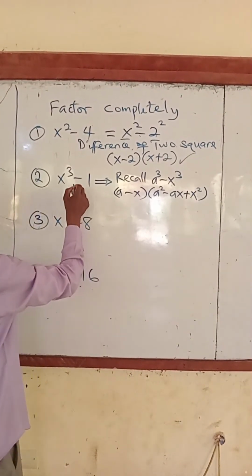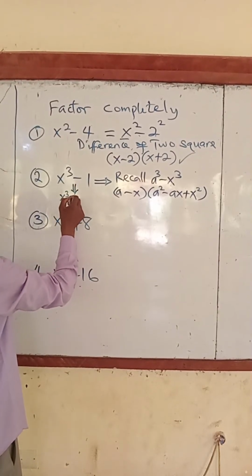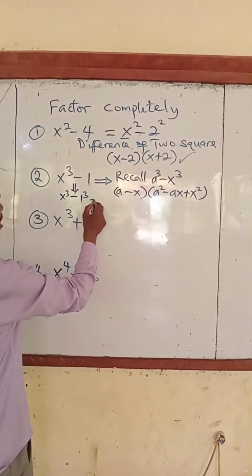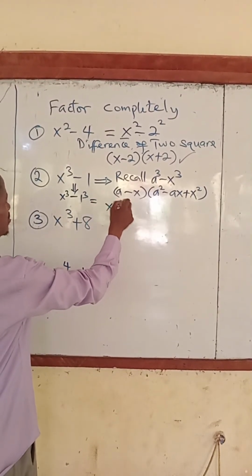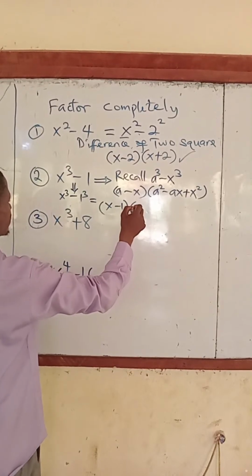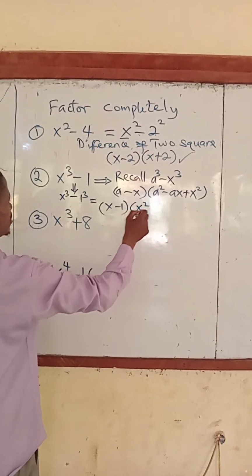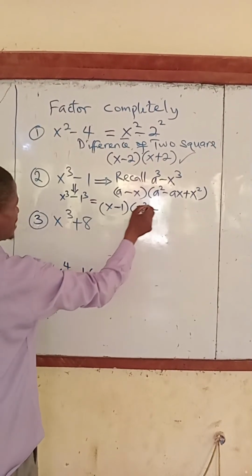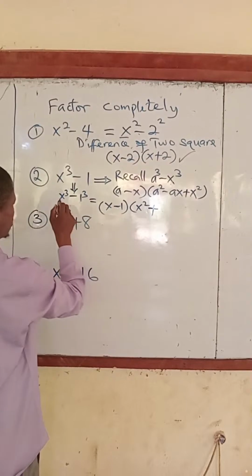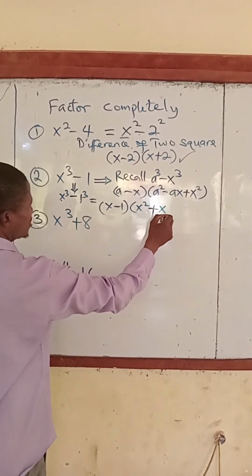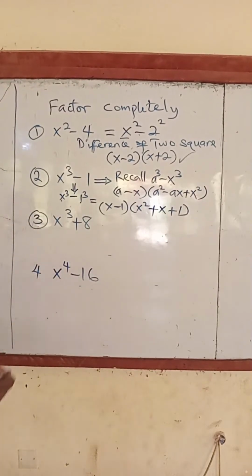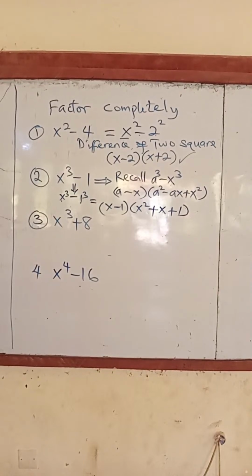This one is the same as what? x cube minus 1 cube. 1 cube is still the same thing as 1. And that will be equal to what? x minus 1 times what? Times x squared minus. No, when you have minus, you have your minus here, and everything will be plus. x times 1, that's x, and then plus what? Plus 1. So that's that for that one.